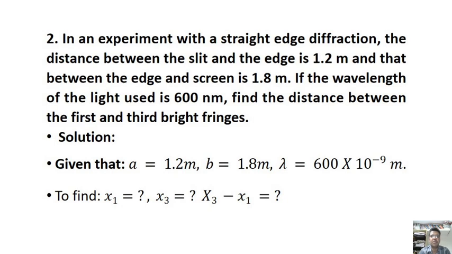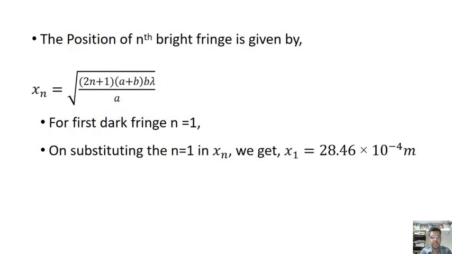So a is equal to 1.2 meter, b is equal to 1.8 meter. Lambda is 600 nanometer, that is 600 × 10^-9 meter. Next, what do we have to find? Find the distance between the first and third. x1 is equal to how much, x3 is equal to how much, and also the difference, that is x3 minus x1, is equal to how much. It is a similar type to the previous problem.